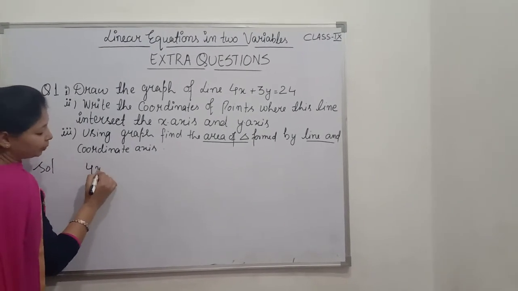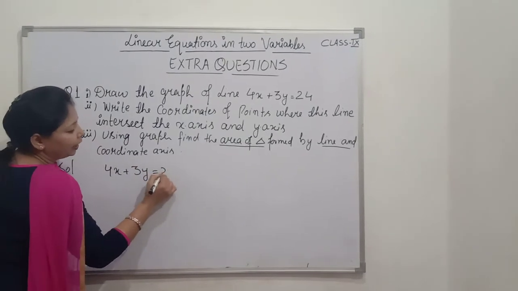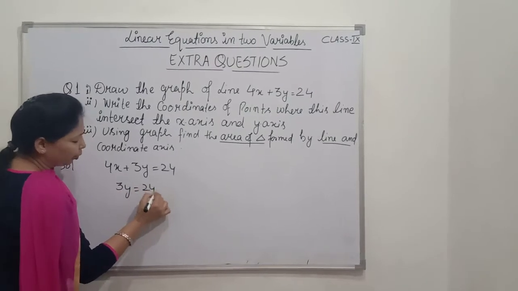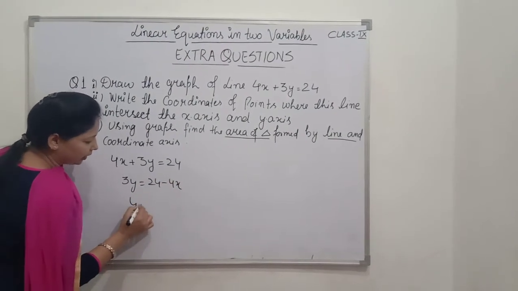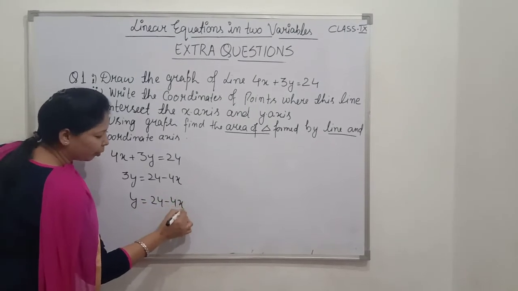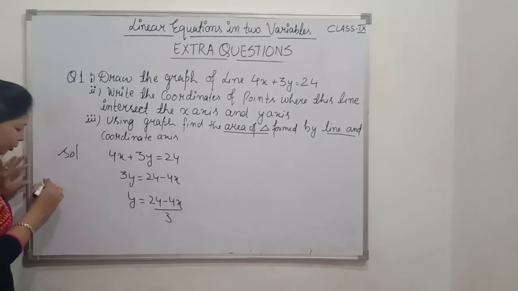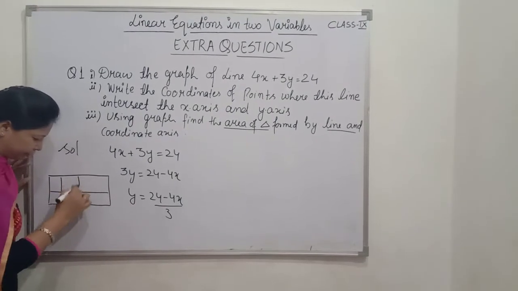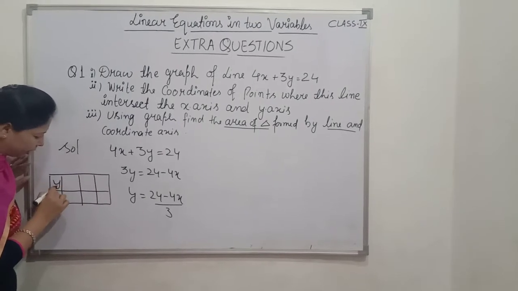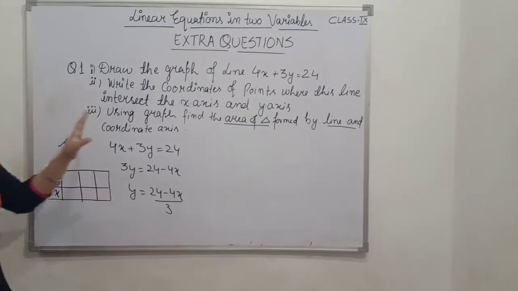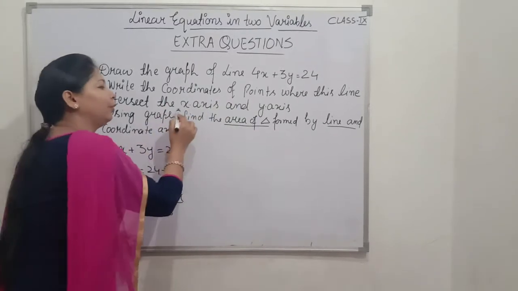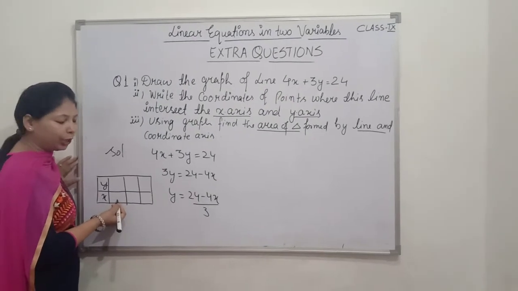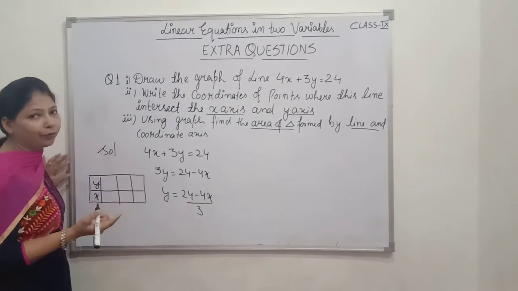My question is 4x plus 3y is equal to 24. Now I can write it like this: 3y is equal to 24 minus 4x. Now y is equal to (24 minus 4x) upon 3. So I have to draw the solution box. Remember one thing, I need the coordinates on the x-axis and the y-axis. For this, one time I have to make x equal to 0 and for the other I have to make y equal to 0.